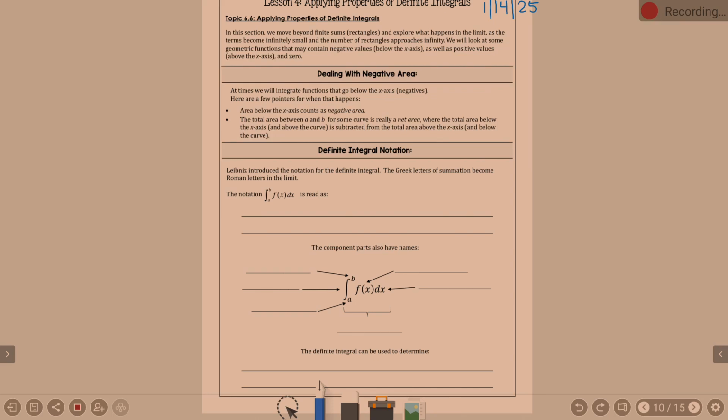At times we'll integrate functions that go below the x-axis, thus negatives. A few pointers for when this happens. The area below the x-axis counts as a negative area. And when we talk about the total area from value A to value B for some curve, it's really what they define as a net area, because as you are combining that area, that total below the x-axis could be a negative. So the total below the x-axis and above the curve is subtracted from the total area. So just the idea, the net area, that you're adding and subtracting as you go. It's not just all adding.